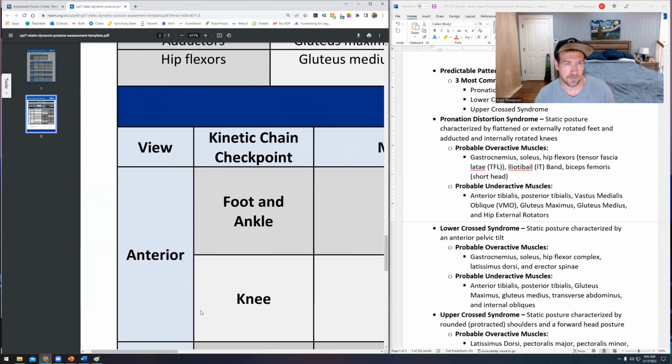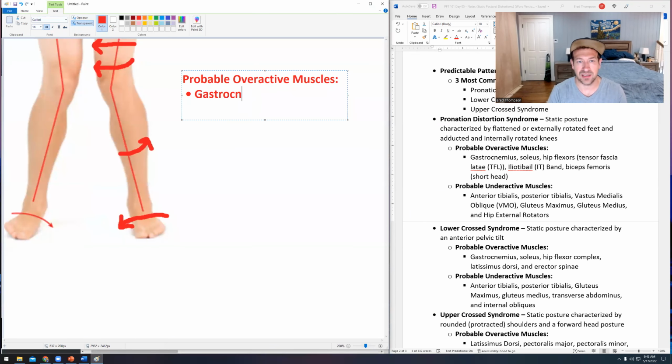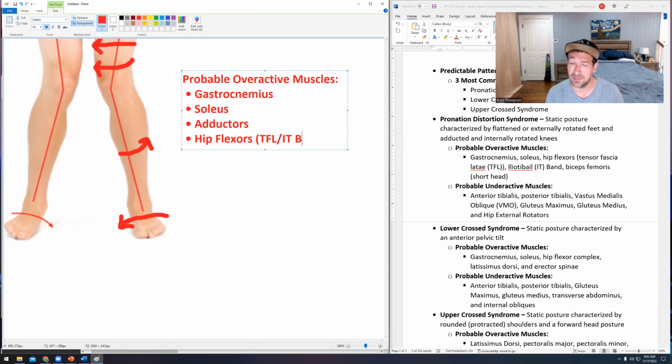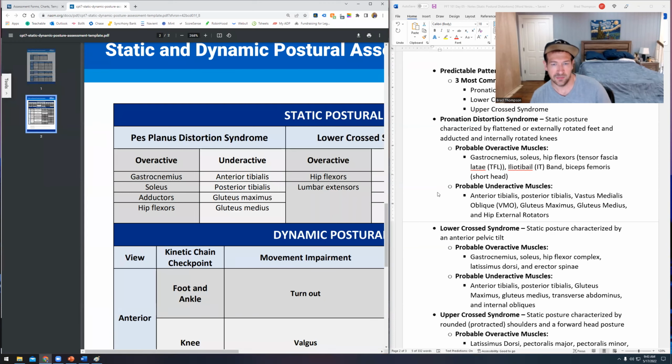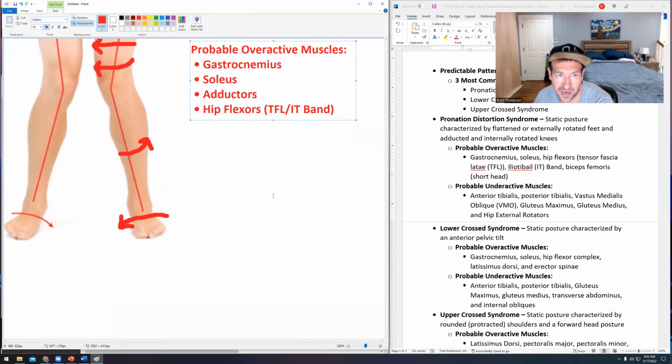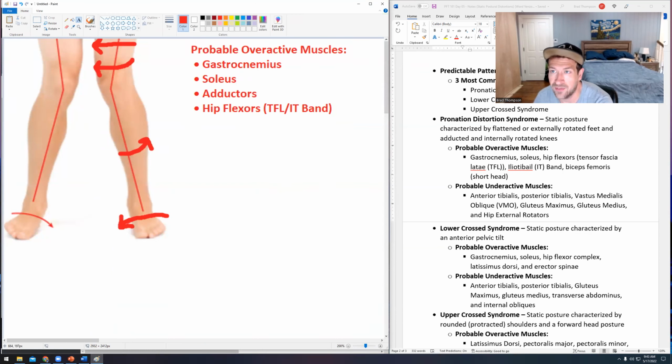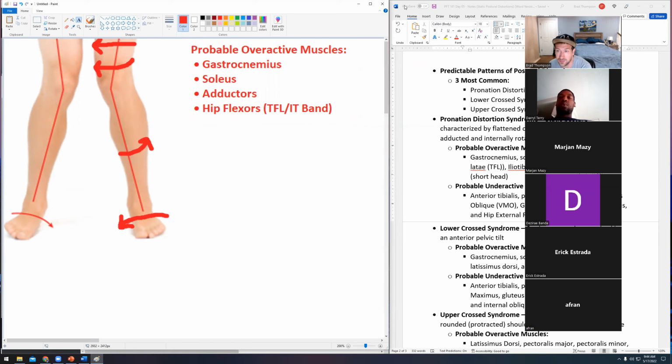Our pes planus syndrome is going to be listed as overactive in the gastrocnemius. That's your calf muscles, particularly the lateral side, but really kind of all of it. The soleus. The adductors is obviously going to be a big one. And they're listing this as hip flexors, which I don't love. It really should say the TFL/IT band. The rectus femoris is probably not causing this. And they took out the biceps femoris in the new version. But me, honestly, I put it in here. It really belongs in here. But these are the probable overactive muscles on your official list that you'll want to have memorized to pass your test. Me personally, I really do think the biceps femoris belongs on there.